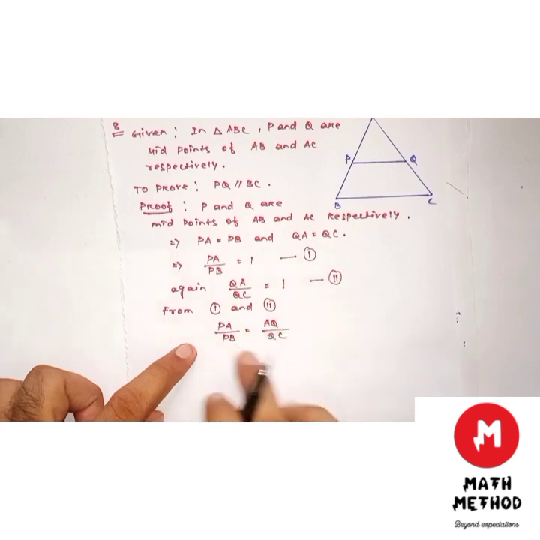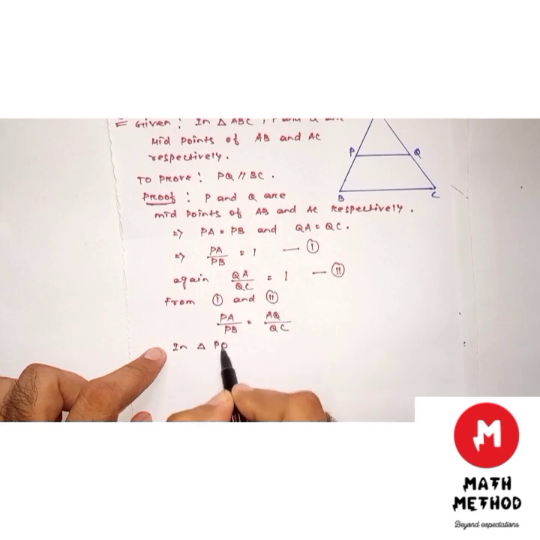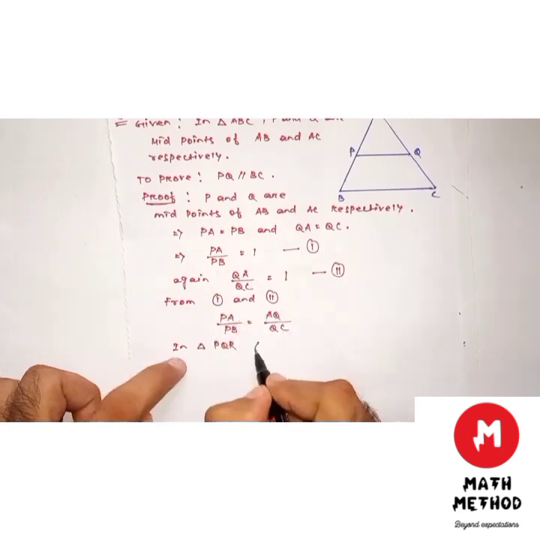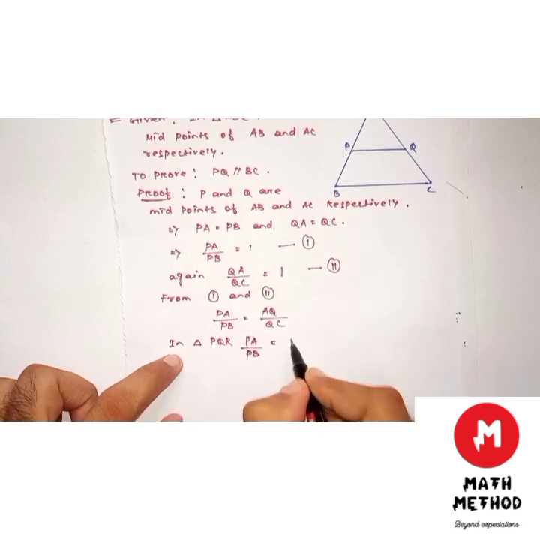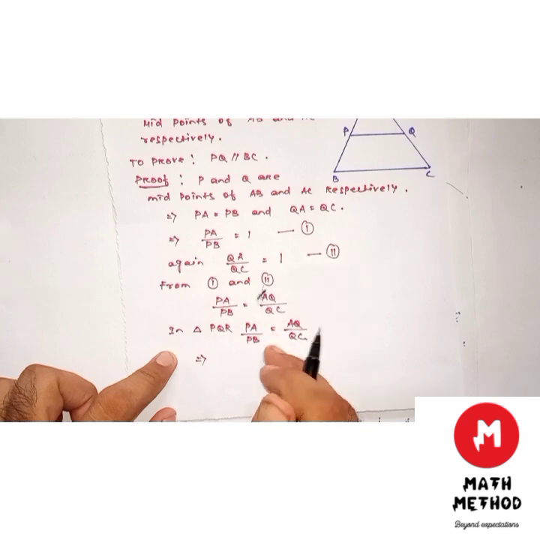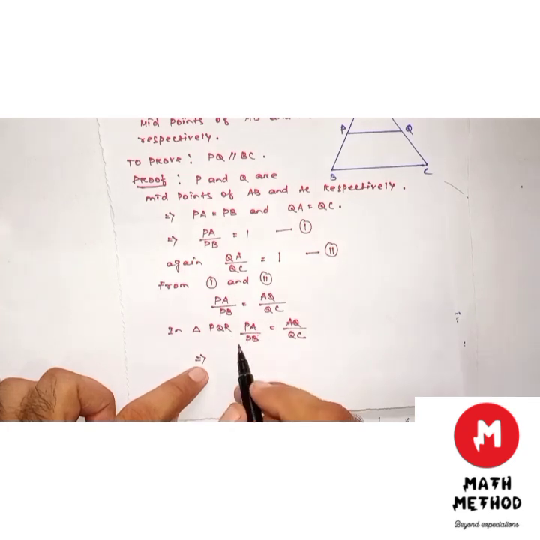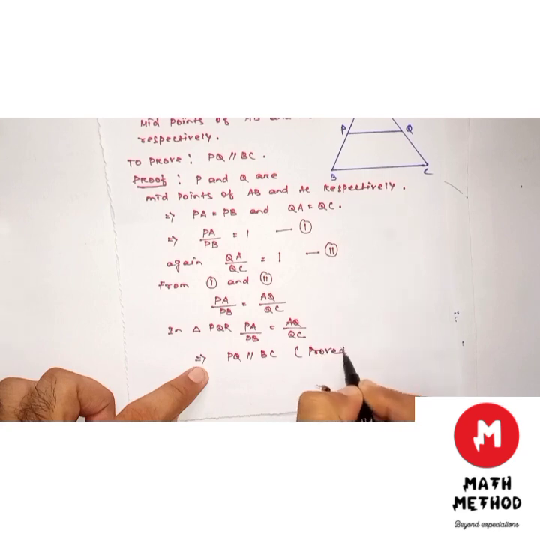Therefore if we put this term in triangle, PA upon PB is equal to AQ upon QC. Therefore we will get, implies, if PA by PB is equal to AQ by QC, then by the converse of basic proportionality theorem, PQ is parallel with BC. Proved. Clear?